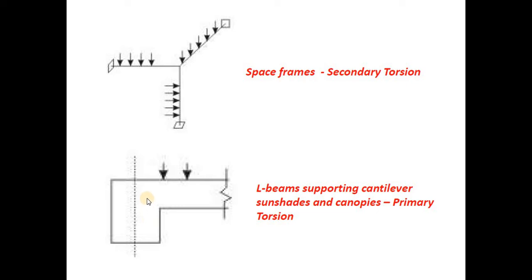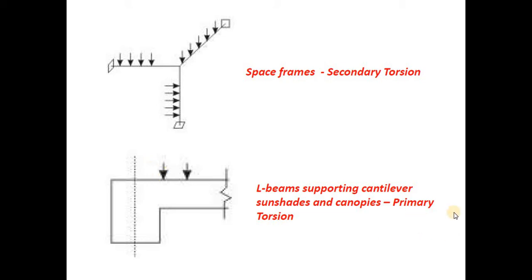But you can see in the L-shaped beam, there is no additional structural member. There is no beam connected from the other side. But due to the cantilever behavior of the structure, there is some torsion induced, because when we apply load here, this portion will try to bend like this, and there will be some torsion induced over here.